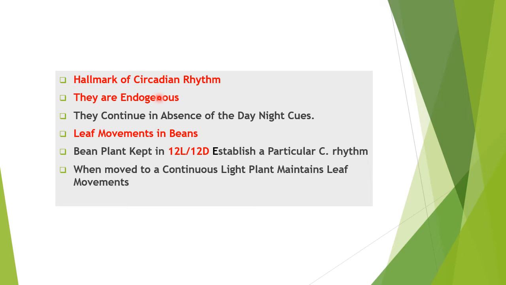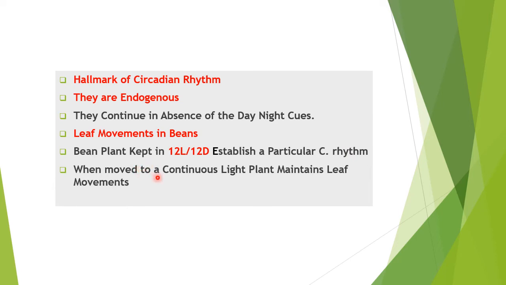The hallmark of circadian rhythm is that they are endogenous. They are inbuilt. They continue in the absence of day-night cues because it is inbuilt there. Suppose we discuss here the leaf movements in beans. A bean plant kept in 12-hour light and 12-hour dark establishes a particular circadian rhythm, an up-down rhythm.